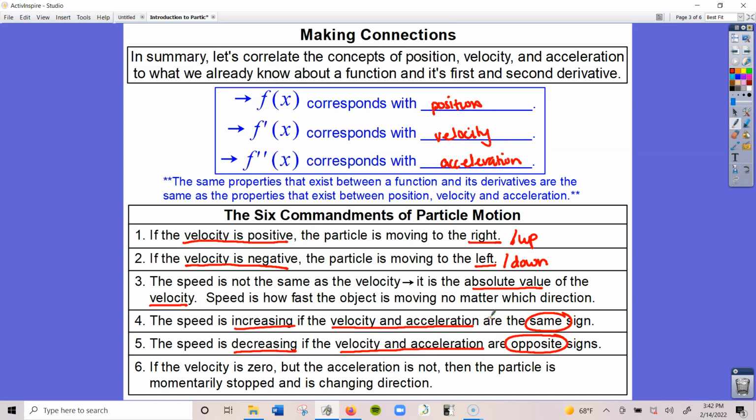So if you have your negative velocity and a positive acceleration, that means that it's moving to the left, but it's trying to go back, so it will be slowing down. So same signs, speed is increasing, opposite signs, speed is decreasing. And finally, if the velocity is 0, but the acceleration is not, then that means that the particle has stopped moving, but is changing direction. So it's kind of like at a standstill, it's standing still at a certain spot, but it's still turning around. That's why the acceleration is not 0.